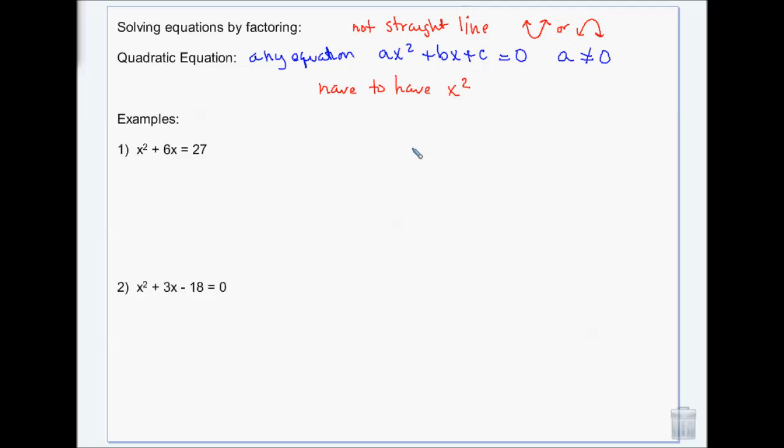Be very careful. It's not a V, it's a U. There is a graph that makes a V. We're not talking about that right now. We're talking about quadratics which make a U.